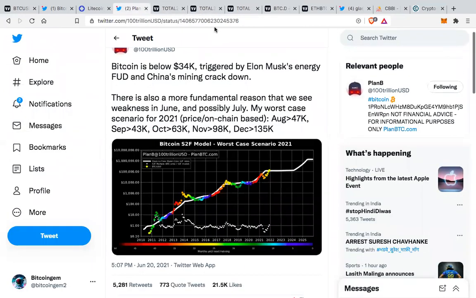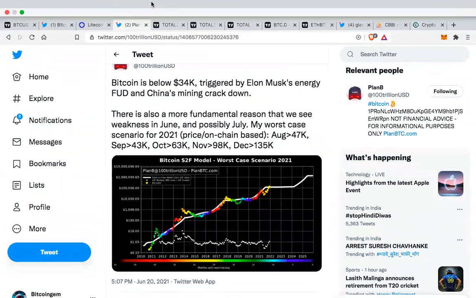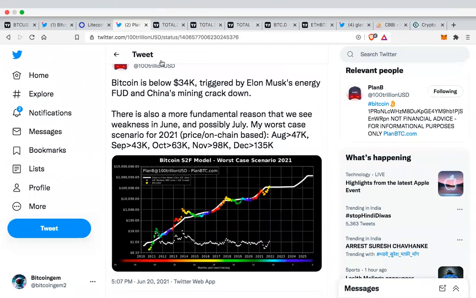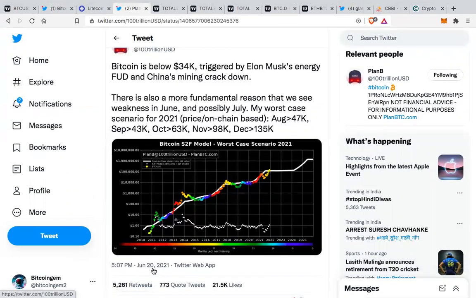If we go and check the Bitcoin stock to flow model, which is one of the most amazing on-chain metrics to always observe. What we have seen, this was tweeted by Plan B during June 20 of 2021, where we were looking at around $30,000 Bitcoin approx, I guess.